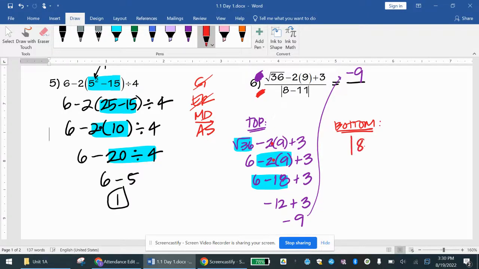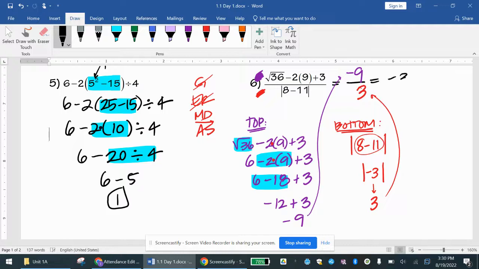The bottom is asking you for the distance or absolute value of the answer for the inner operation, 8 minus 11. So how far is -3 from 0? 3 spaces. And you put that over here. Now you can just reduce the fraction. -9 over 3, or -9 divided by 3 is -3.